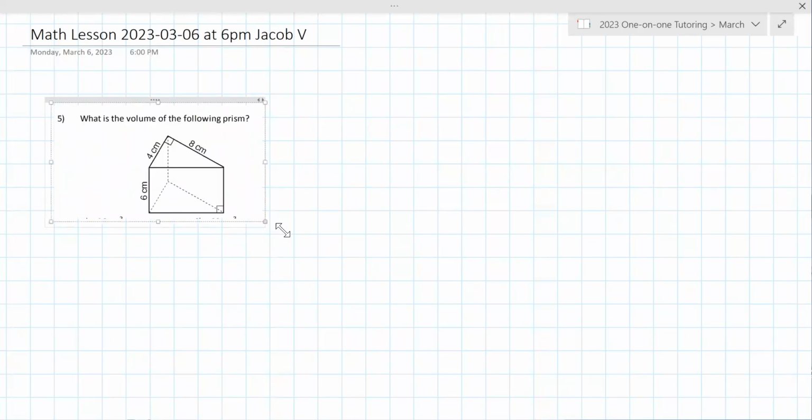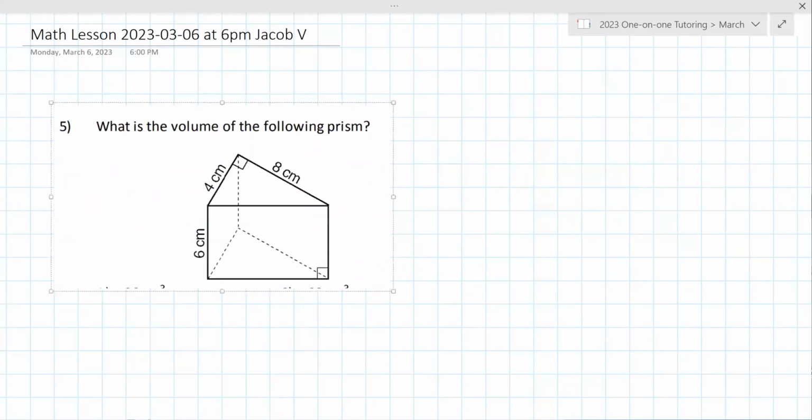Okay, so let that load up here. Here's a new problem to solve. What's the volume of the piece of cheese on here? What do you think? How do you go about working this? I do 4 times 8 divided in half, right? Yes, that'll give you the area of the triangle. And then I do that times 6 divided by 1/3.